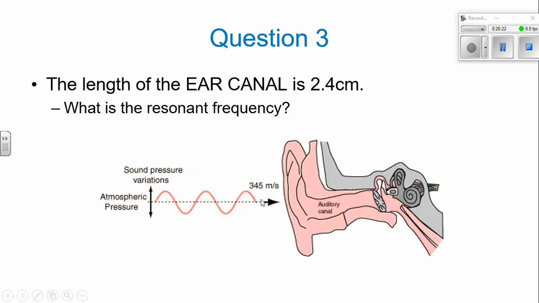So here's a question. The length of the ear canal is 2.4 centimeters. What is the resonant frequency? Let's treat the speed of sound to be 343, not 345, but 343 meters per second. The auditory canal is 2.4 centimeters long. This is the closed end of essentially a pipe, and this is the open end of a pipe. So what is the fundamental resonant frequency of the auditory canal?